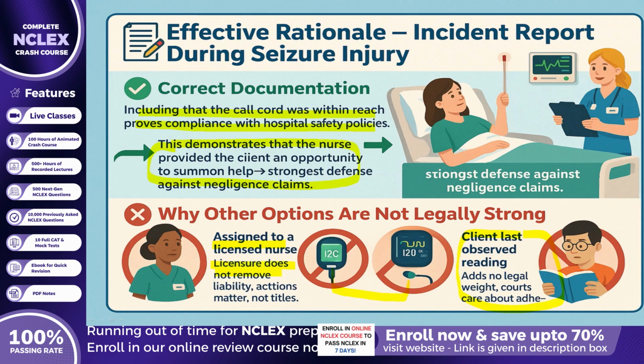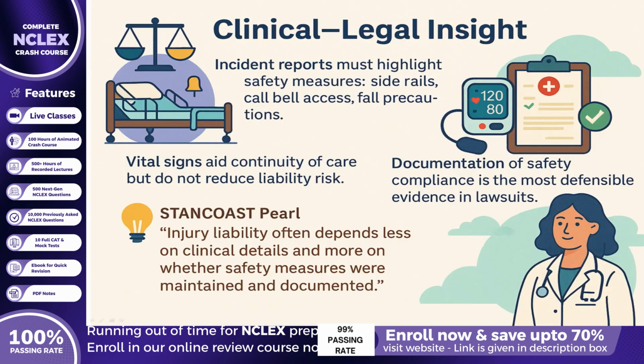To bring this all together, let us highlight the key clinical and legal insights. First, always remember that incident reports should demonstrate compliance with safety precautions, such as side rails, call cord access, or fall prevention. Second, vital signs are crucial for continuity of care but do not reduce liability risk. Third, professional licensure does not shield a nurse from liability if safety standards are ignored. And finally, the most defensible documentation in legal proceedings is clear evidence that hospital policy and safety standards were followed.